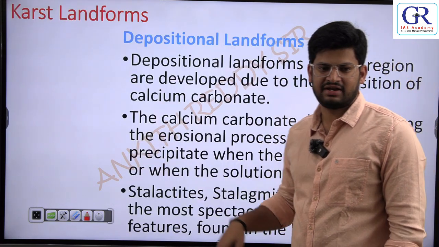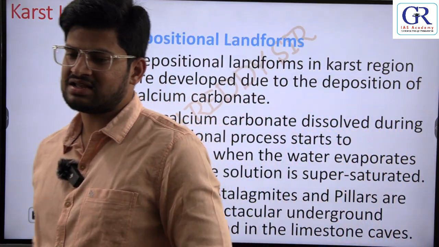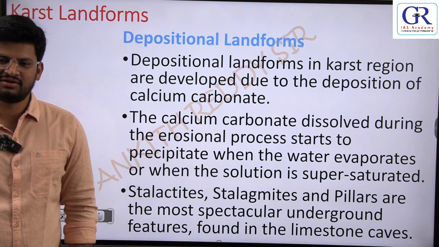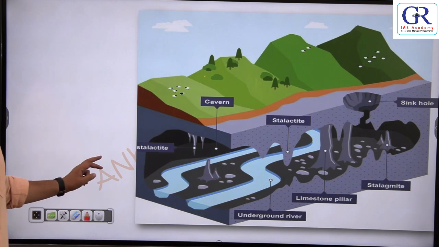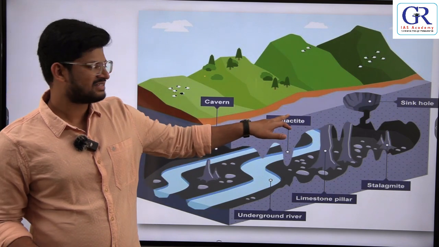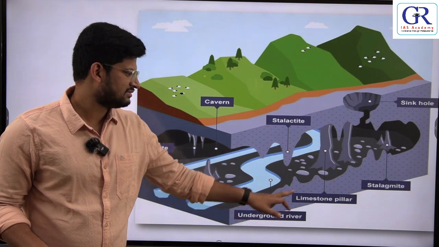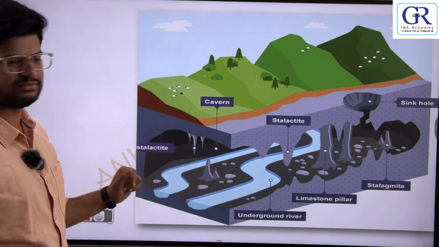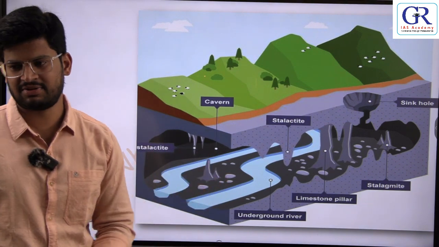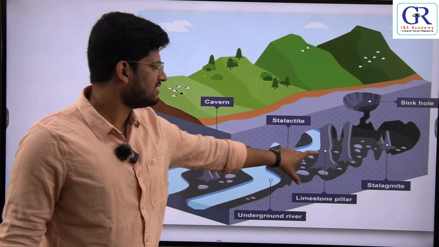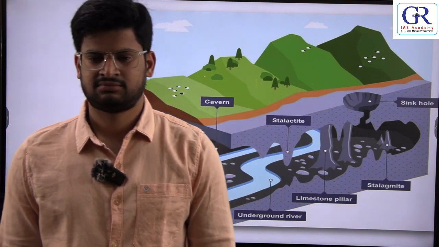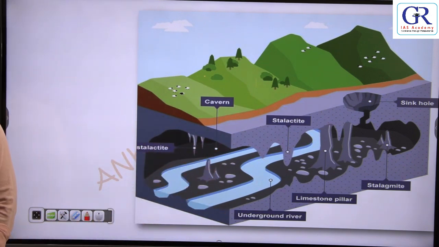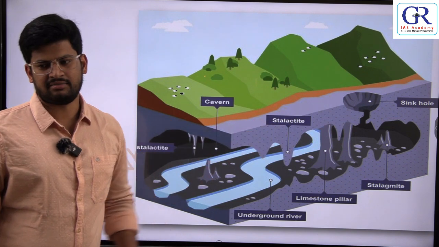Now depositional landforms, very important. Karst depositional landforms. There are only two things that you have to remember. One is stalactite and stalagmite. These are two depositional features. So first note down stalactite and second you look at stalagmite. I will explain what that is. Stalactites and stalagmite. Now how are they formed?